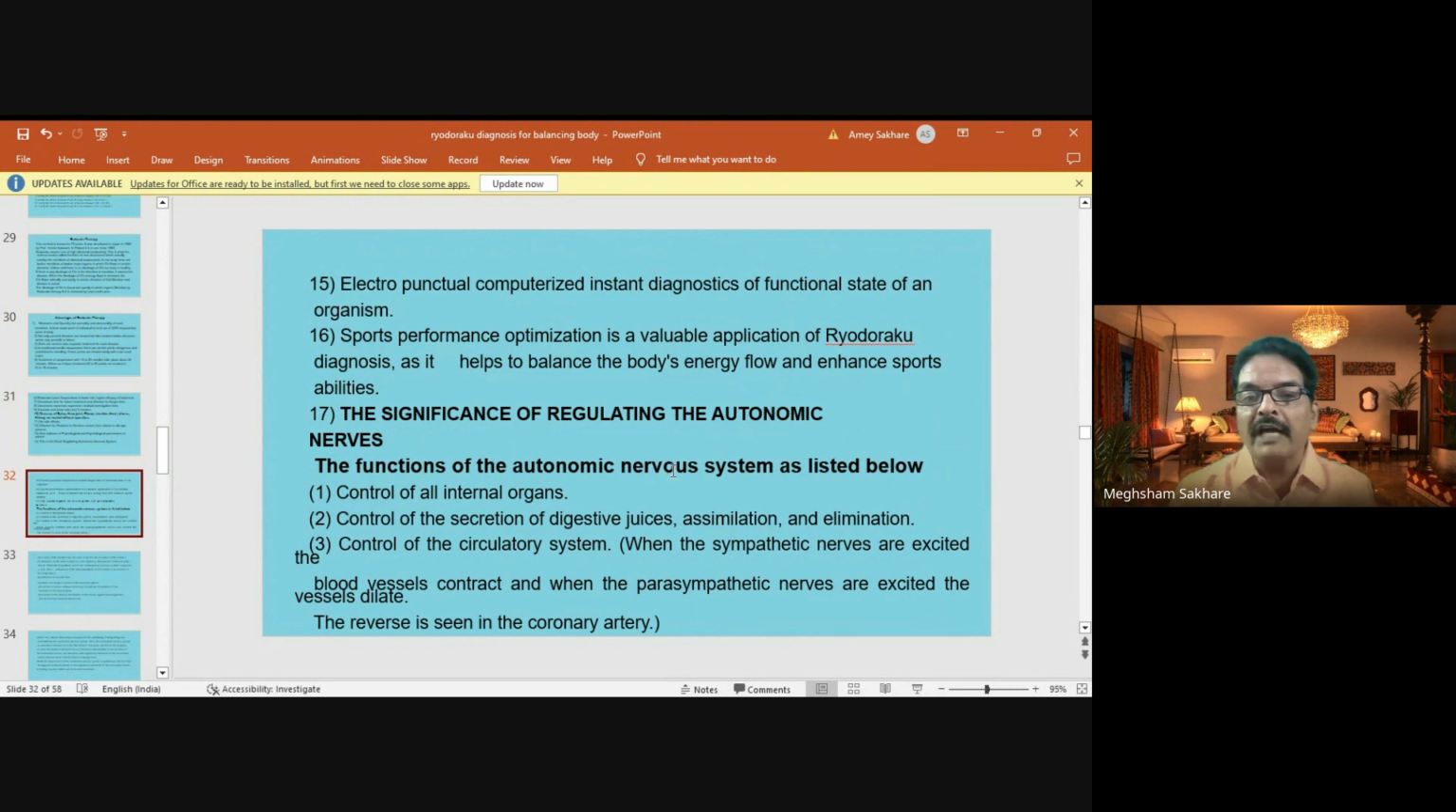The autonomic nervous system controls all internal organs. It controls the secretion of the digestive juices, assimilation and elimination, and controls the circulatory system. That is, when the sympathetic nervous systems are excited, the blood vessels contract. When the parasympathetic nerves are excited, the vessels dilate. The reverse is seen in the coronary artery.